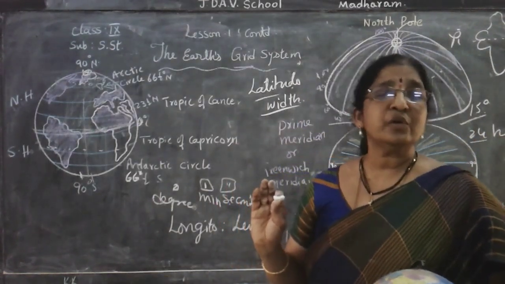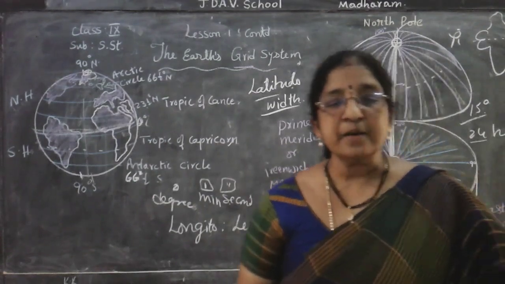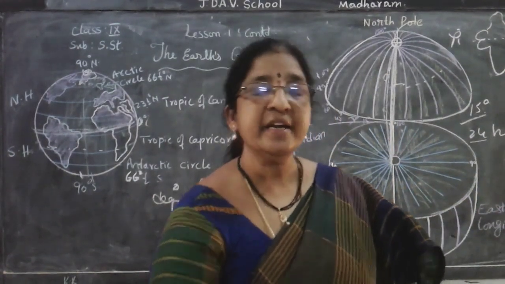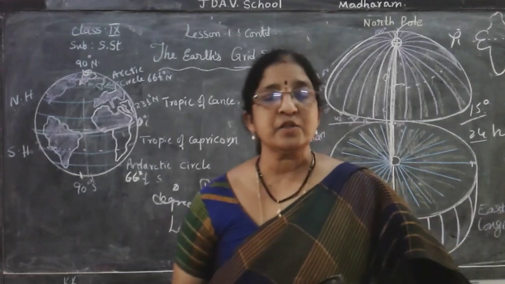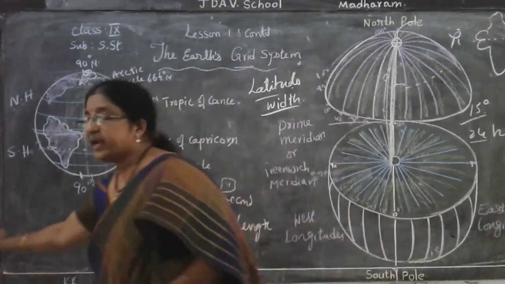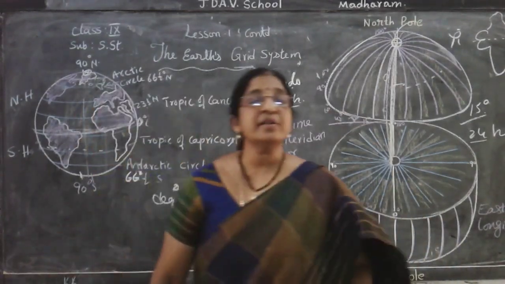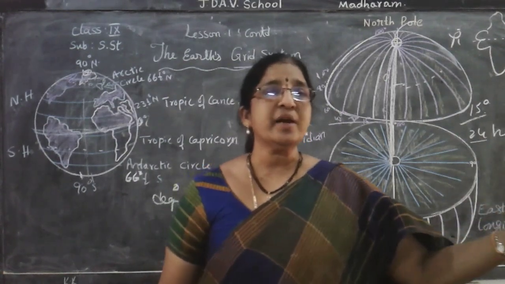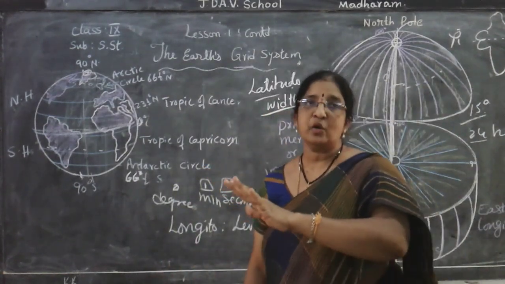Longitudes are very useful to locate places, and mainly this is the Greenwich meridian, also called the prime meridian. So we follow IST, because to avoid the confusion between which state you are located in and which state other people are located in.